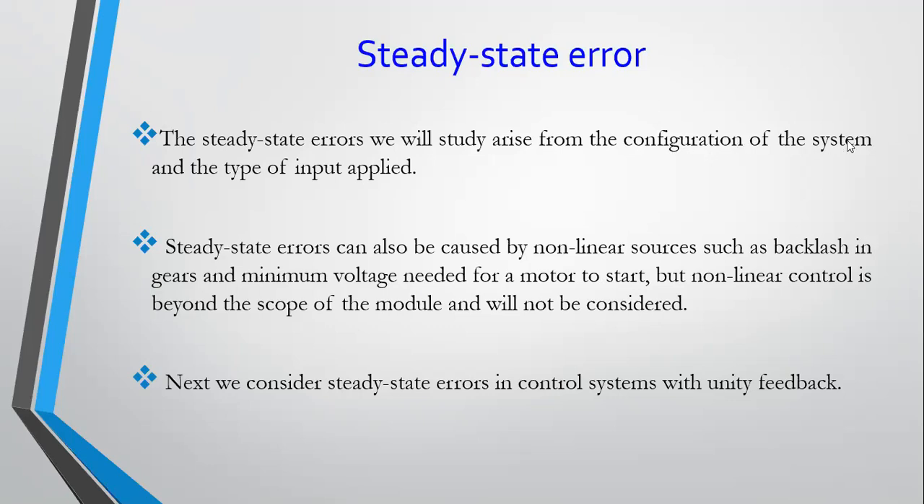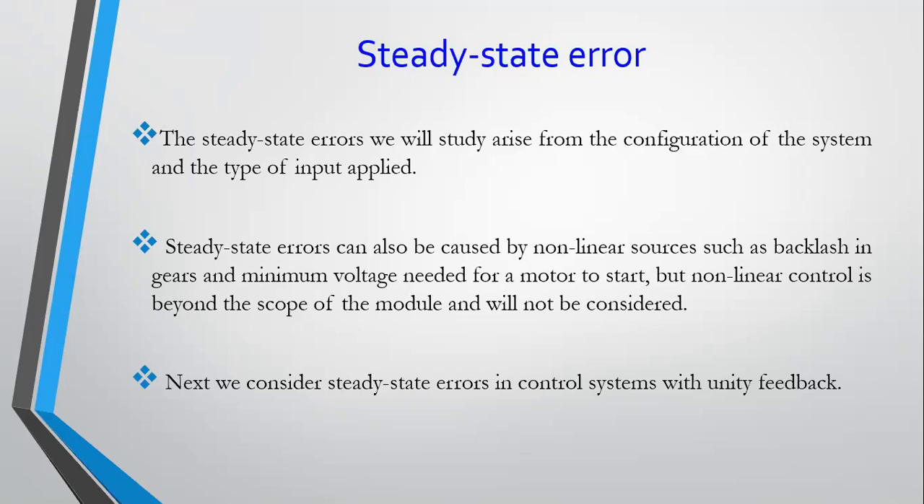What we mean by the configuration of the system is this particular system you're designing or considering for a particular task at hand. Is it able to do that task? Is it able to track position? Is it able to track constant velocity? Is it able to track constant acceleration? Now, we do have sensitive errors that can creep in because of non-linear sources like backlash in gears, minimum voltage for a motor, back EMF, and other non-linear sources. But we are not considering this here. We're looking just at the configuration of the system and the type of input.